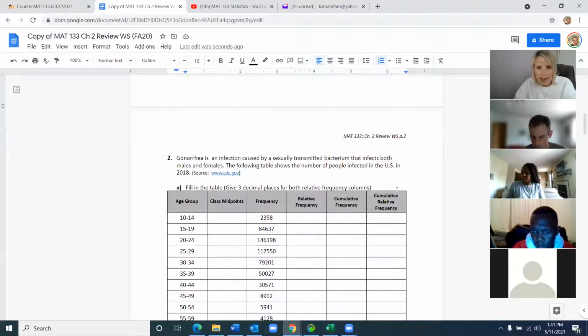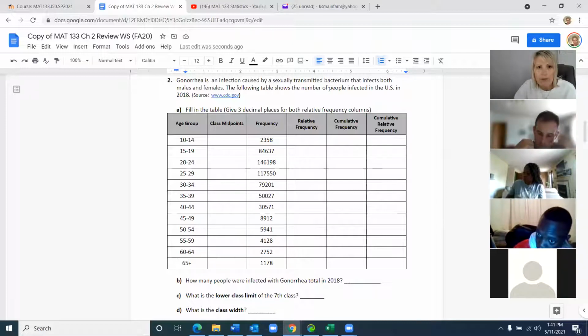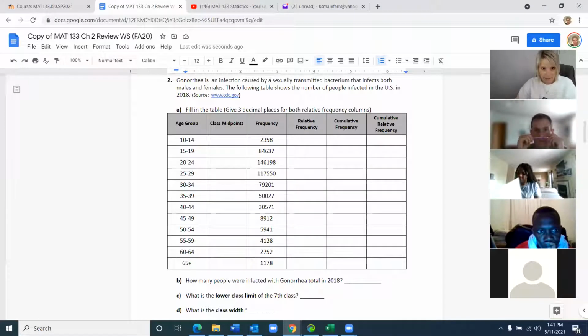Okay, now the second graph, eek, the second chart. The second question here says, gonorrhea is an infection caused by a sexually transmitted bacterium that infects both males and females. The following table shows the number of people infected in the US in 2018. And you can see here that we have grouped data. We're going to look at some grouped data in a minute from the course pack, but I just want to go over what's expected.